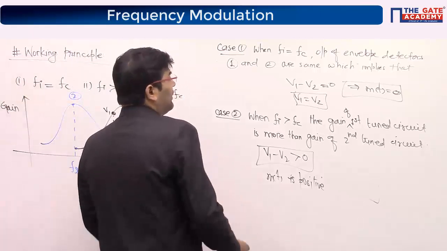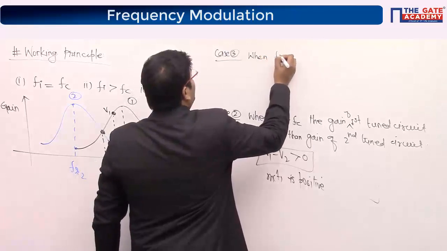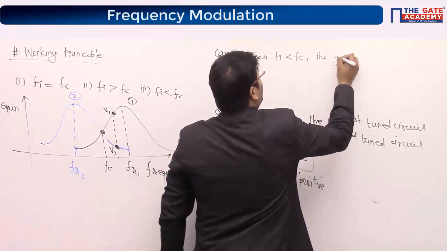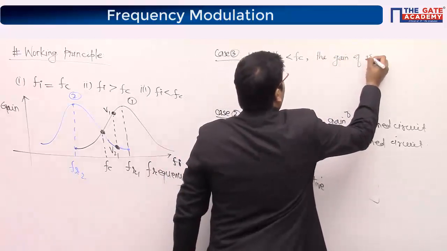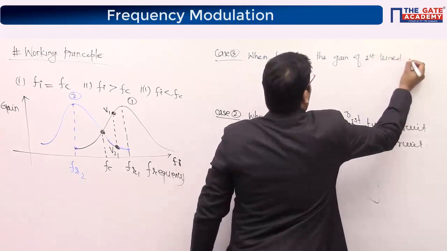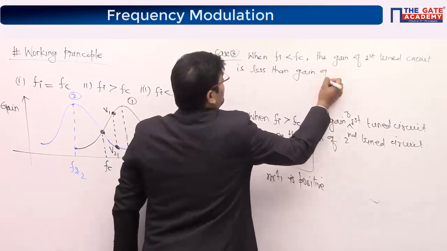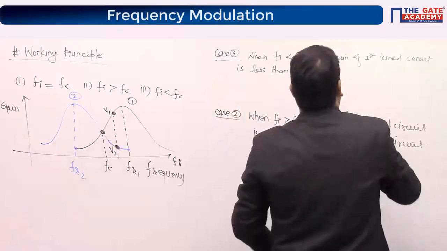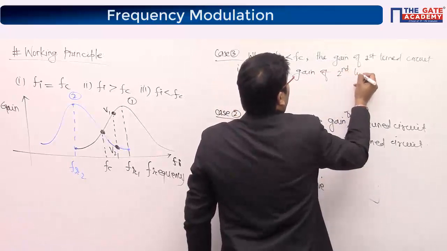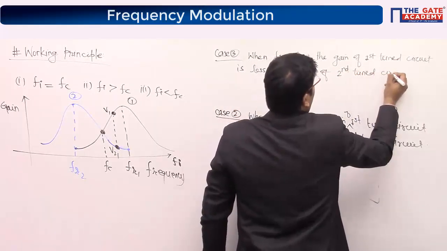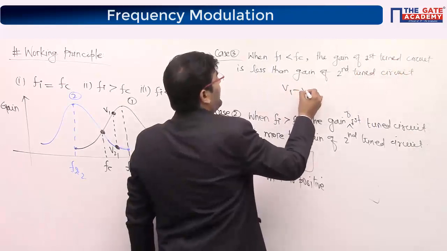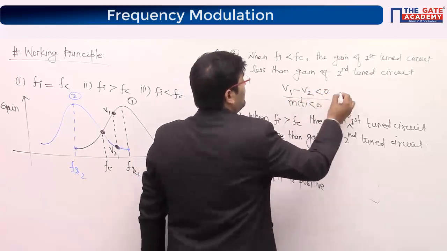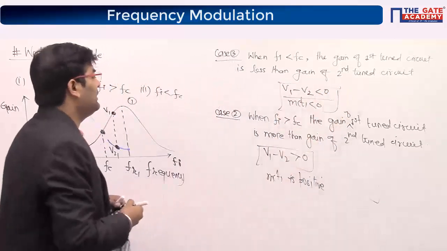Last case, guys, case third. Instantaneous frequencies below Fc, the gain of first tuned circuit is less than gain of second tuned circuit. So we can call it as V1 minus V2 is less than 0, negative. So message will be negative. See? And you can clearly see it from here.